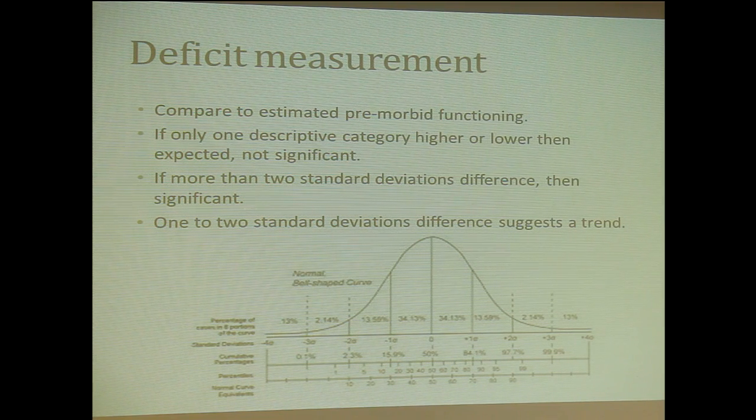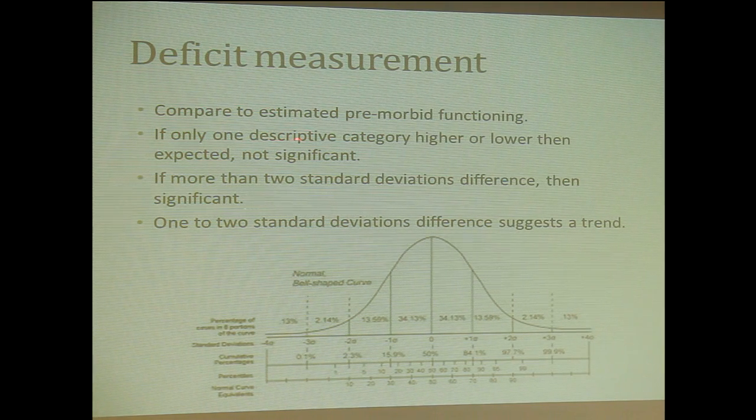If their pre-morbid functioning was in the average range, well, then there's not really anything of significance unless there's some other things that really stand out. If this person looks like they were in the superior or very superior range, then for them to be performing in the average range is very significant. So you need to think about the pre-morbid functioning.